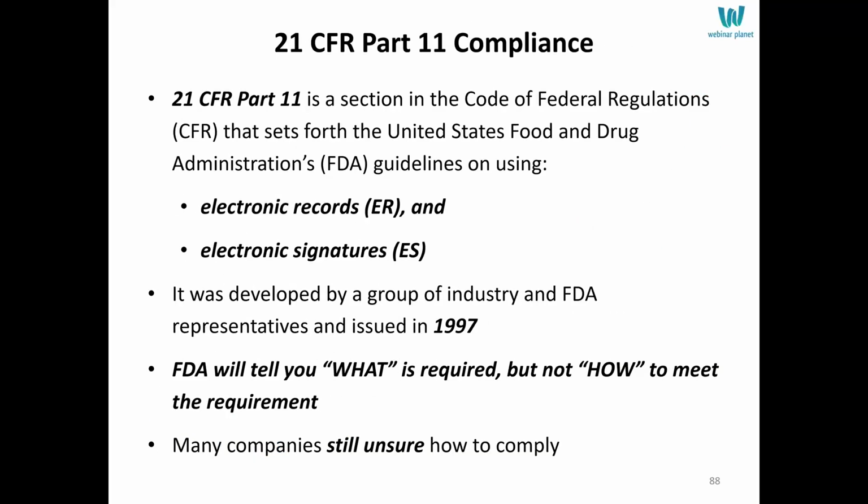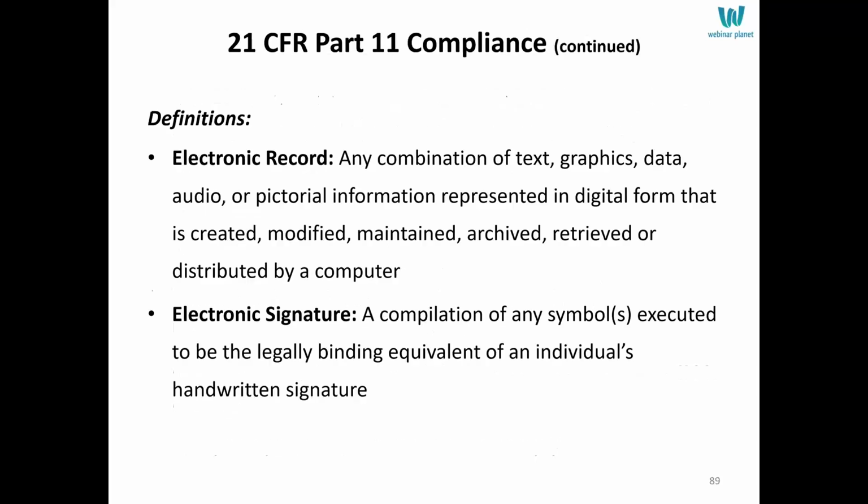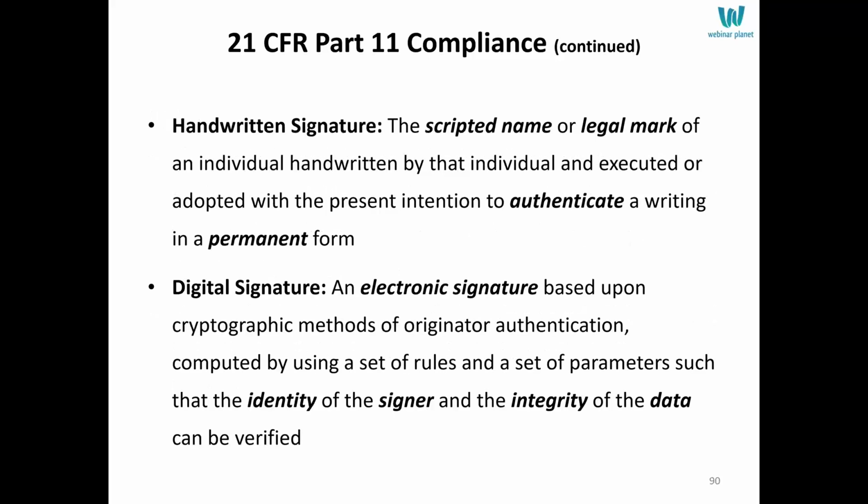Now, with electronic records and signatures, this is a guidance that came out in '97. It's going to tell you, again, what's required, not how to meet the requirement. A lot of companies weren't sure how to do this. And basically definitions: electronic record, combination of text, graphics, and so forth, represented in digital format, created or handled on a computer. Electronic signature, compilation of symbols executed that are the legally binding equivalent of your handwritten signature. The handwritten signature also includes, when you sign something, you are signing with a given meaning of your signature. So when you sign electronically, the intent of the signing must be clear.